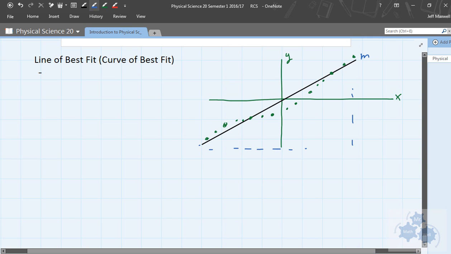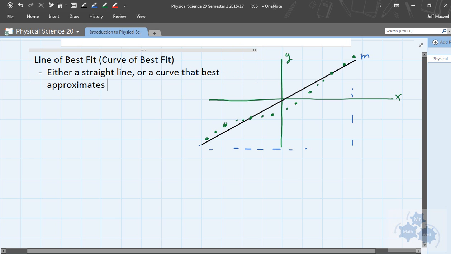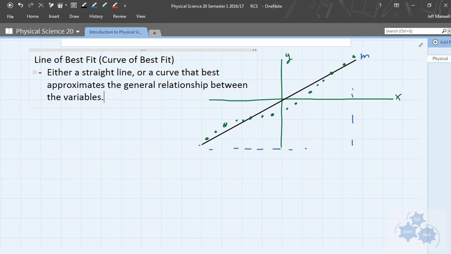And so if we go back to the notes here, what could we say for notes? Well, a line of best fit, okay? It is either a straight line or a curve that best approximates the general relationship between the variables. And an approximate general relationship is really handy when we're just trying to see overall patterns.